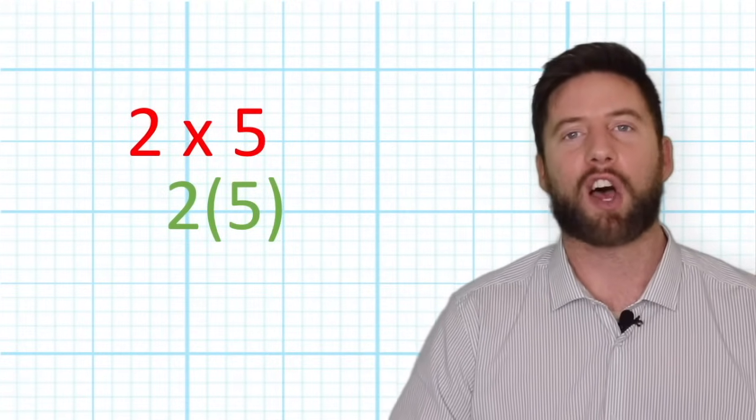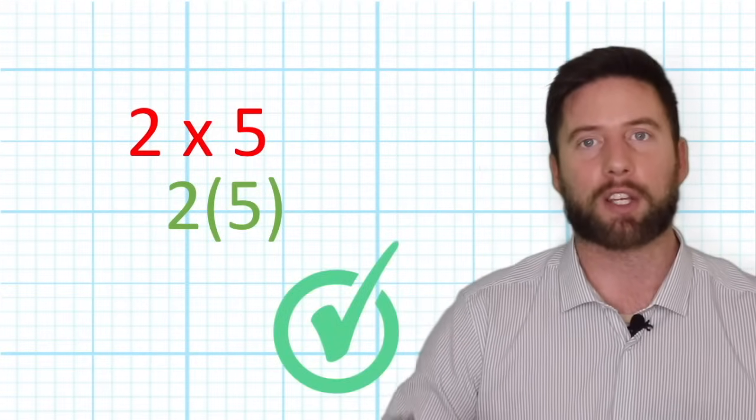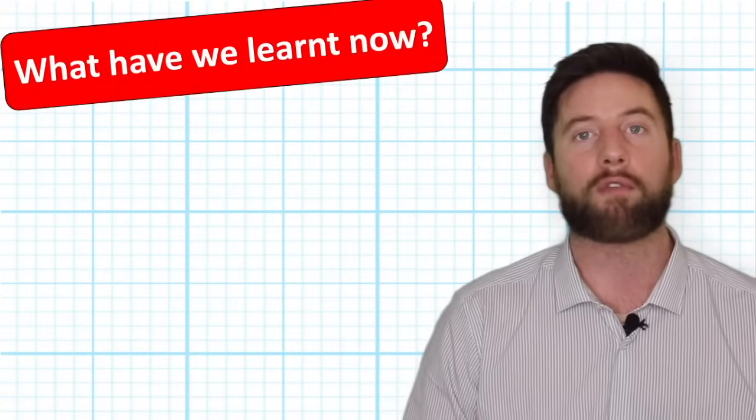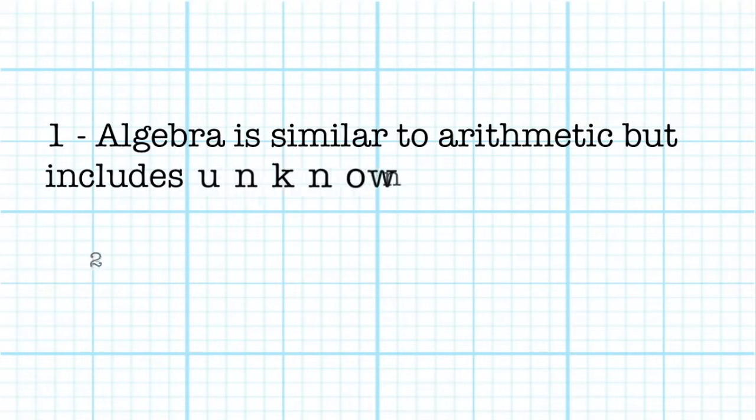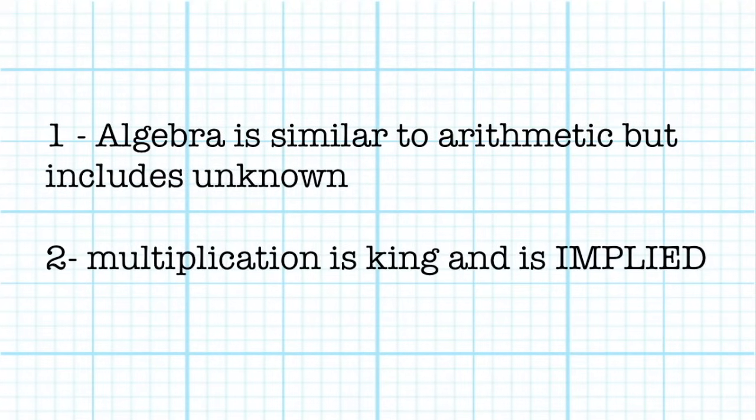Okay, so we have learnt that algebra is very similar to arithmetic, but we have unknown values that we need to solve the equation to get to. We've also learnt that in algebra, the multiplication sign is king, and if there's no other sign there, we are going to use that as our default.